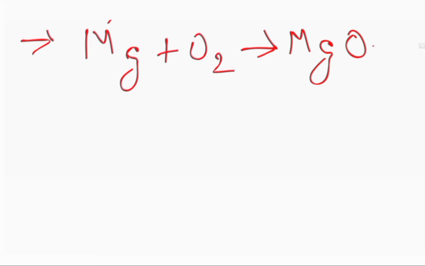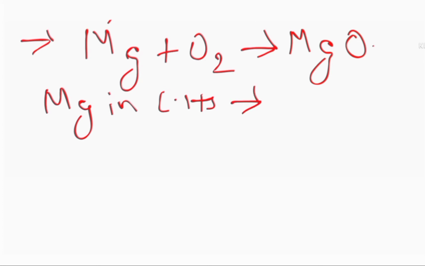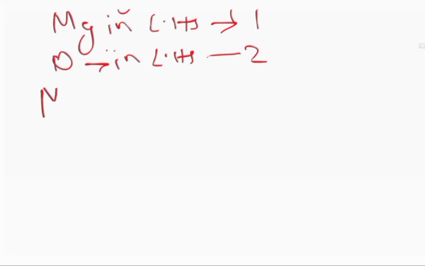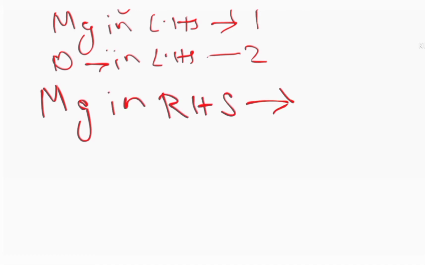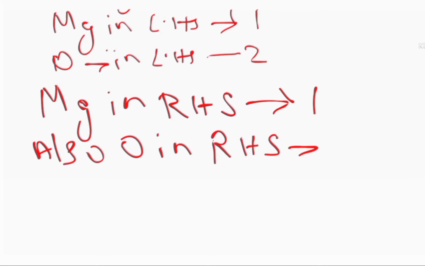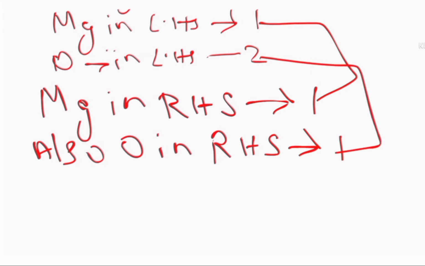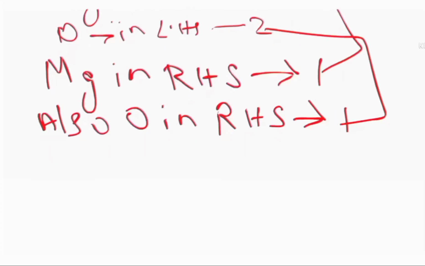Here LHS has Mg. Mg in LHS is 1. O in LHS is 2. Mg in RHS is 1. Also O in RHS is 1. Now here Mg is equal in both LHS and RHS, but O is not equal in LHS and RHS. So we have to balance this chemical equation.